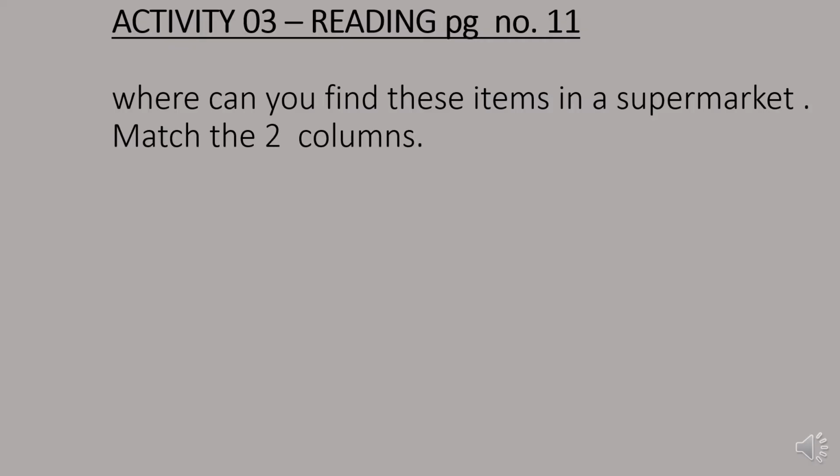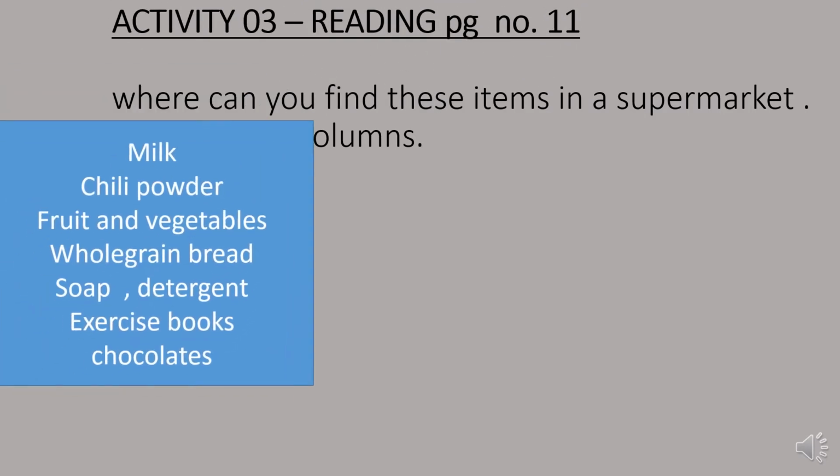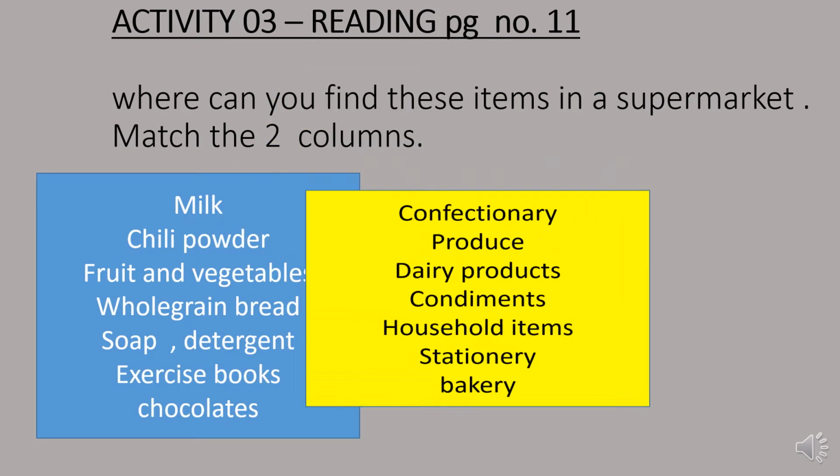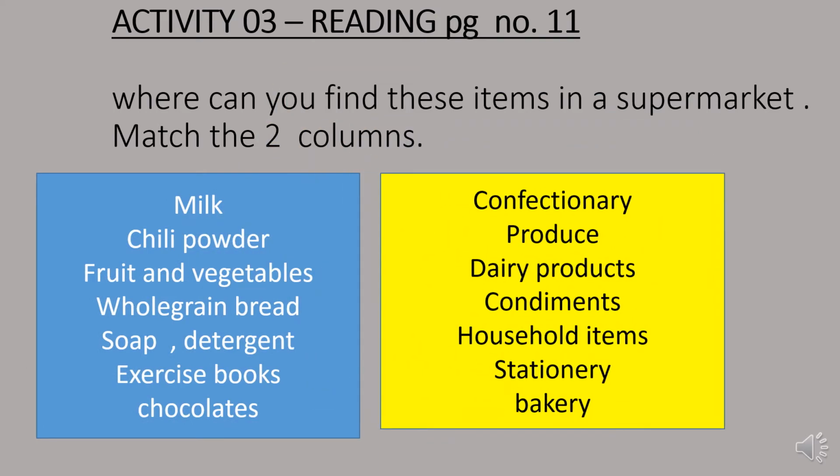In activity 3, reading, page number 11, where can you find these items in a supermarket? Match the 2 columns. The exercise has given 2 columns, so you have to match the items with the places. In the first column, they are mentioned: milk, chili powder, fruit and vegetables, whole grain bread, soap, detergent, exercise books, chocolates.